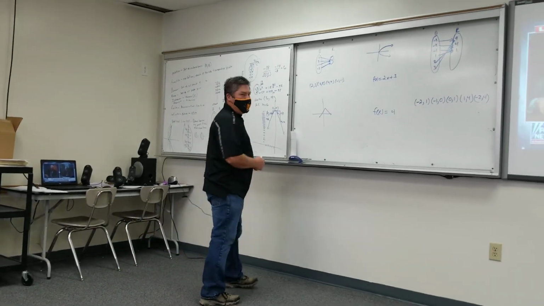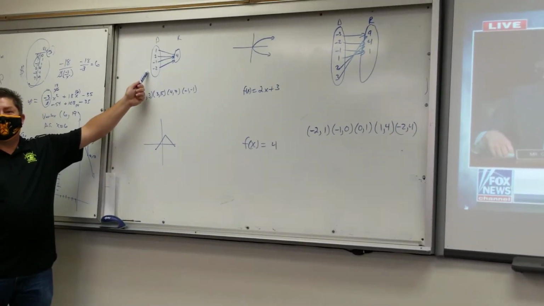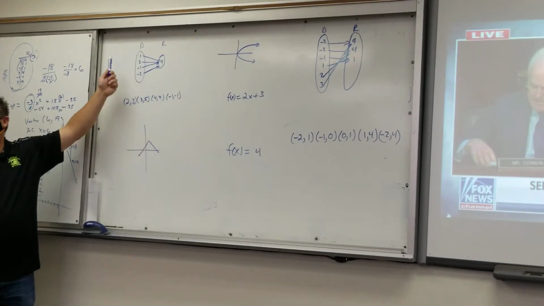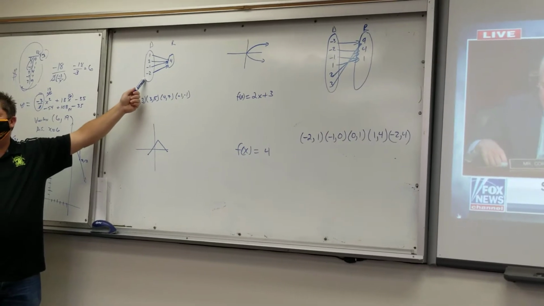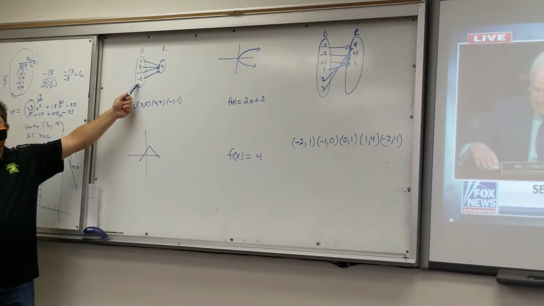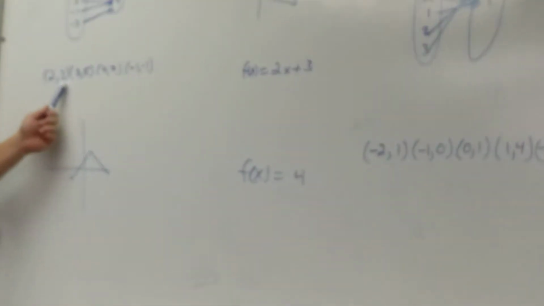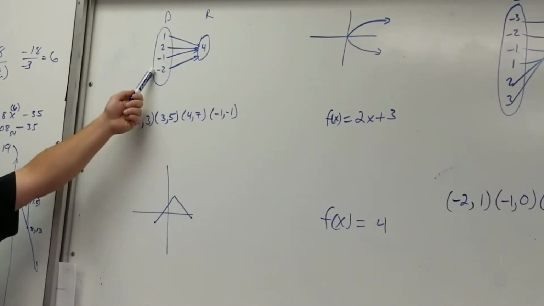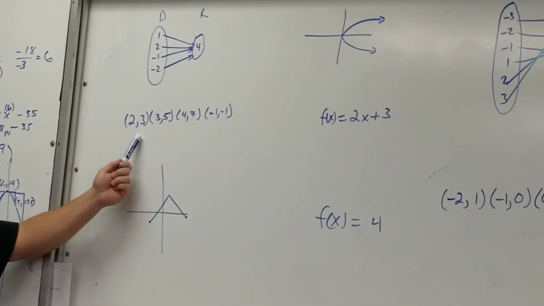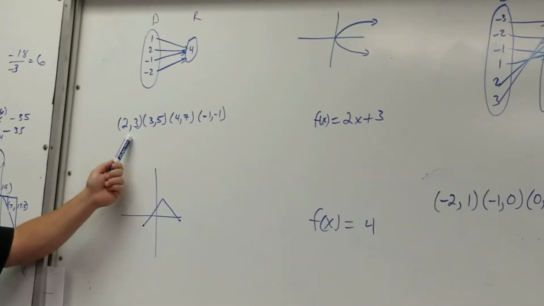Now, how do we represent functions? These are some different ways. So let's take a look at these. What's this called? No. The way it's being represented, what is it called? Mapping. Very good. This is mapping. What is this called? This is mapping. This is what? Ordered pairs. Very good.